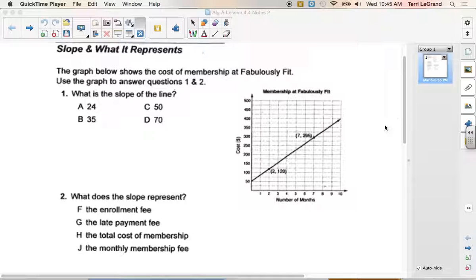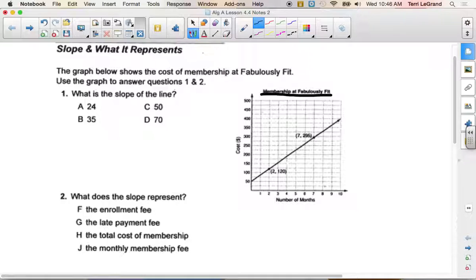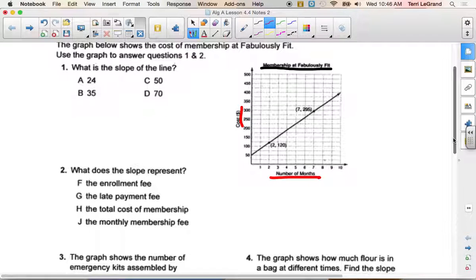Okay, let's first, before we even do that, let's identify what's going on here on this graph. They said it's the cost of membership at Fabulously Fit. That's the title of it. But what are the two things that are being compared on here? Rose? Number of months and cost. Yeah, the number of months is on the x-axis, and the cost is on the y-axis. So these ordered pairs that we get are representing something. The x value is representing the number of months, and the y value is representing the cost in dollars. It looks like they have a dollar sign behind it. So we're supposed to find the slope of the line.